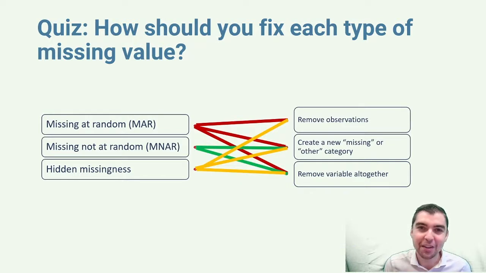You can essentially use any method for any type of missingness, except if the value is not missing at random. If it's not missing at random, you should not remove the observations. That would be this connection right here. That's because if there's some info in the data, you don't want to take it away. You want to keep as much info present.